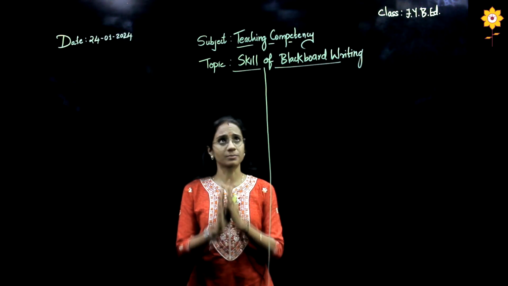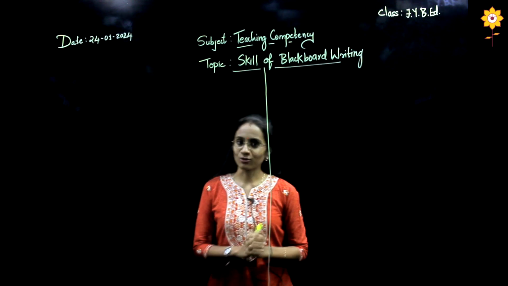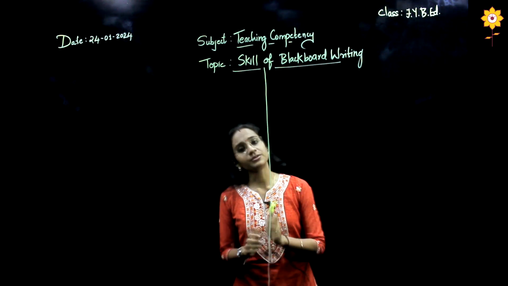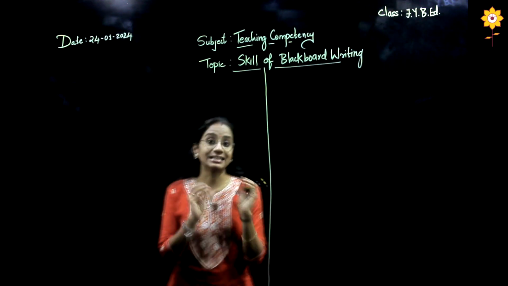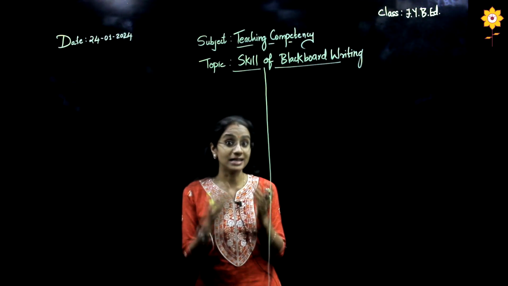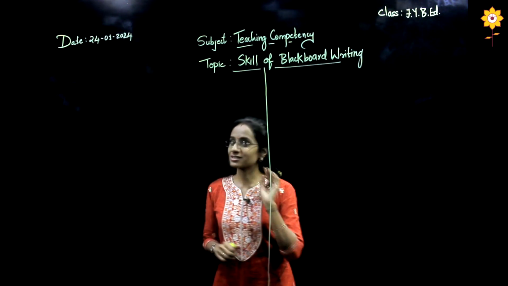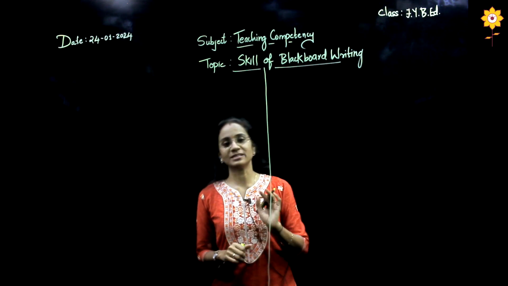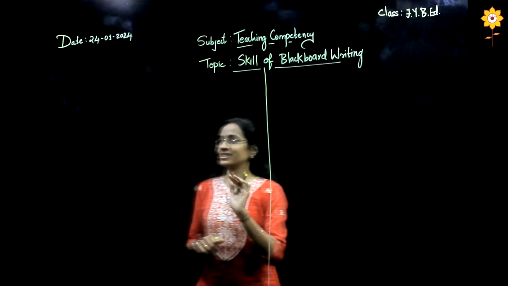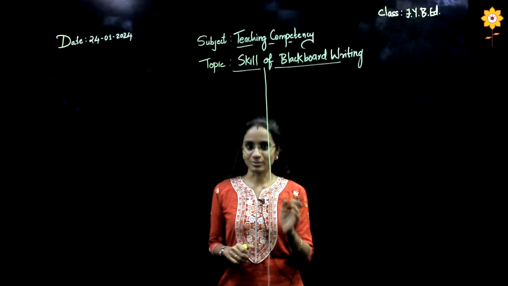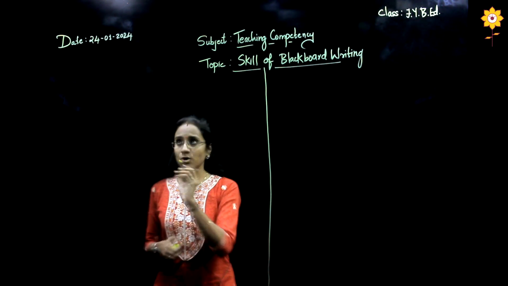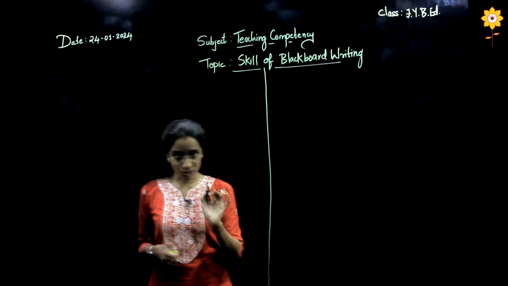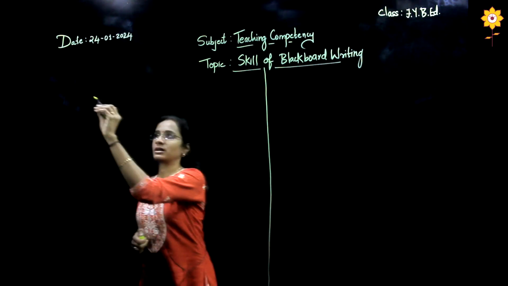Now I have stated the topic. So let's understand the skill of blackboard writing. Now the first thing that is important is, whenever you are writing anything, it should be legible, right? So what is the first point? Legibility of handwriting. Whenever you're writing anything on the board, it should be legible. Students should be able to read it properly. So the first point that you will keep in mind is legibility of handwriting, correct?